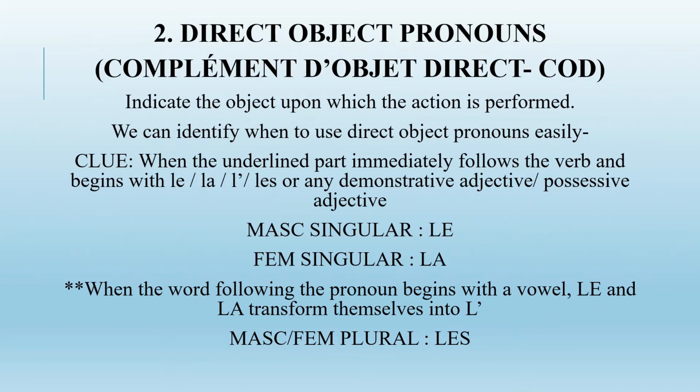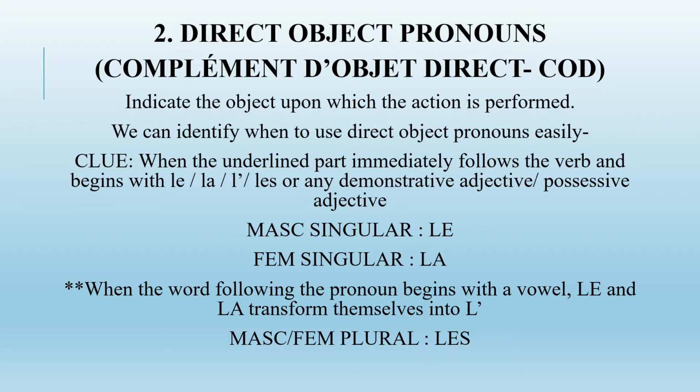Okay, let's move on to the second type of pronoun, which is the direct object pronouns. In French, they are called les compléments d'objet direct, COD. The direct object pronouns is a topic that we have already covered in the 9th standard, so let's revise. The function of the direct object is that it indicates the object upon which the action is performed. This is the opposite of the subject. The subject performs the action. The object receives the action, or the object is the thing on which the action gets performed.